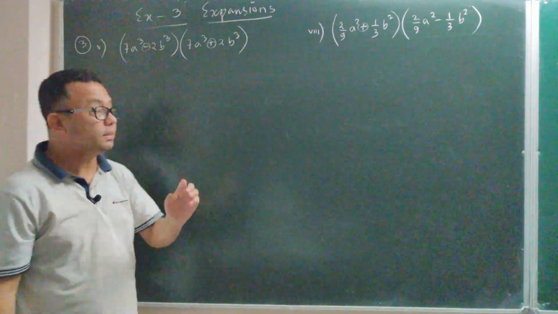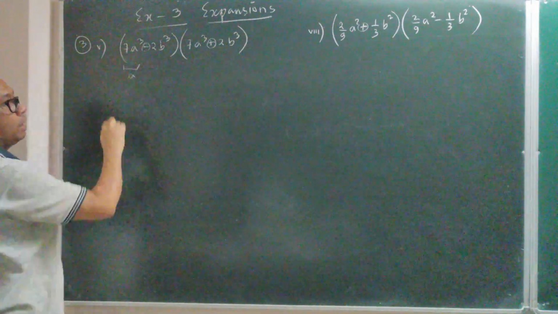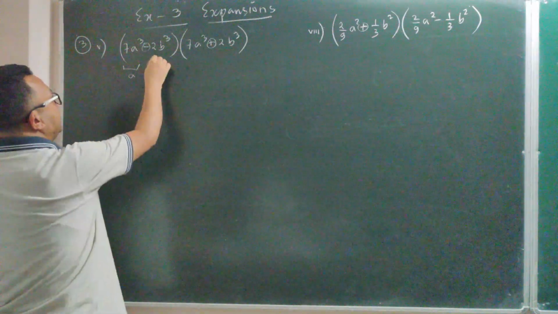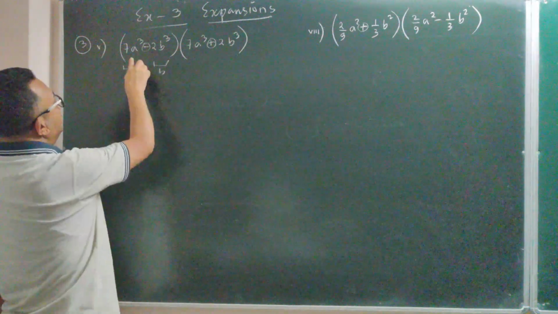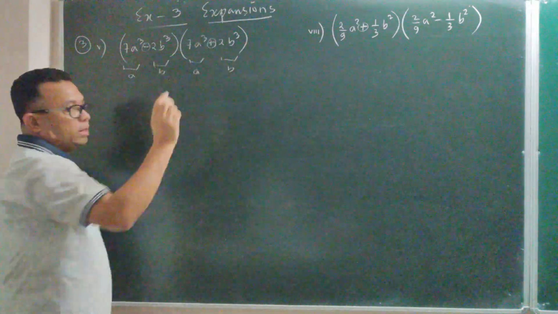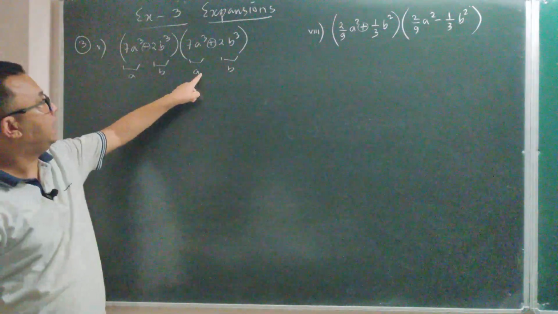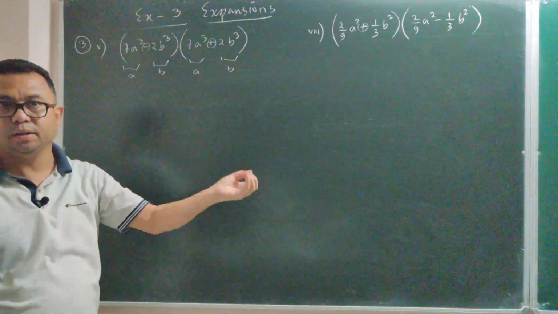So then what is this? Think that this whole 7a cube is a. And let me think that this is b. Then the same 7a cube came here also. So this one is also a, and this is b. So then what does it look like? A minus b in one bracket, a plus b in the other. So a minus b into a plus b.